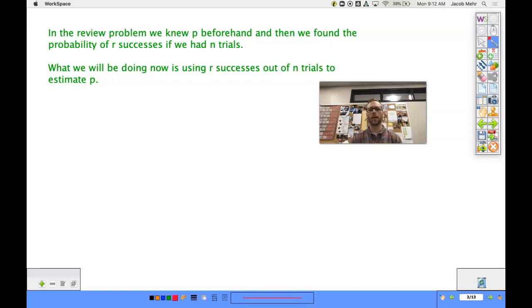Could we say something like we're 90% confident that the probability of success is between 50% and 90%, or maybe 65% and 75%? A statement like that, right? So in the review problem that we just did, we knew the probability of success beforehand, and we found the probability of our successes if we had n trials. Now what we are going to say is, if we have our successes out of n trials, what do we think the probability of success is?